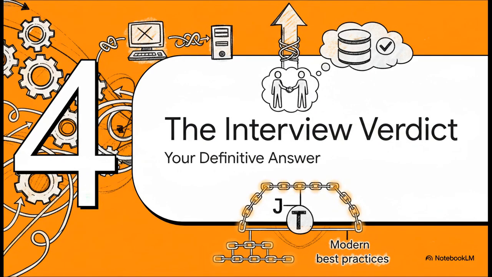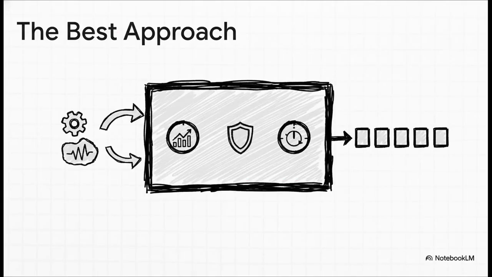Okay, let's put a bow on all of this. We've gone from the old school ways to the modern best practices. So how do you wrap all this knowledge into the perfect, job-winning interview answer? Your definitive answer is always to use the ExecutorService. You explain that you define your tasks as either Runnable or Callable objects, and then you'd submit them to the service. Why? Because it gives you the absolute best performance, fantastic resource control, it scales beautifully, and it's just the safe, professional way to build a real application.